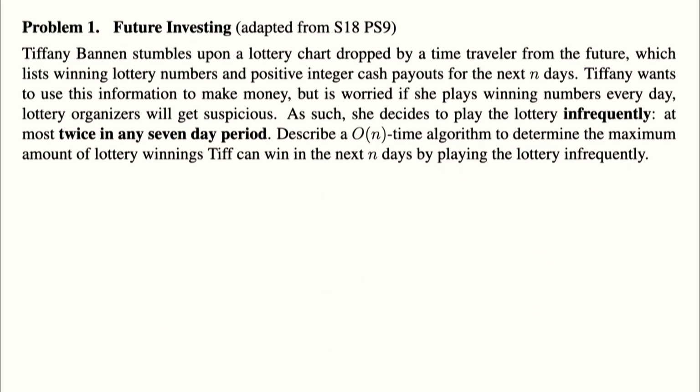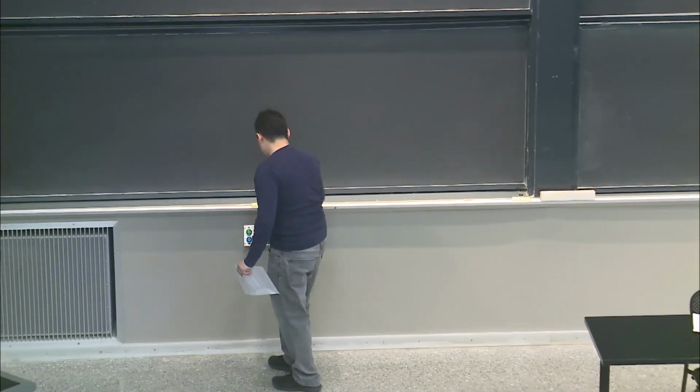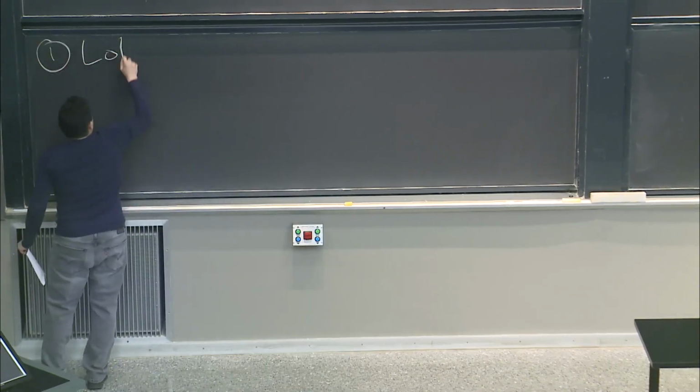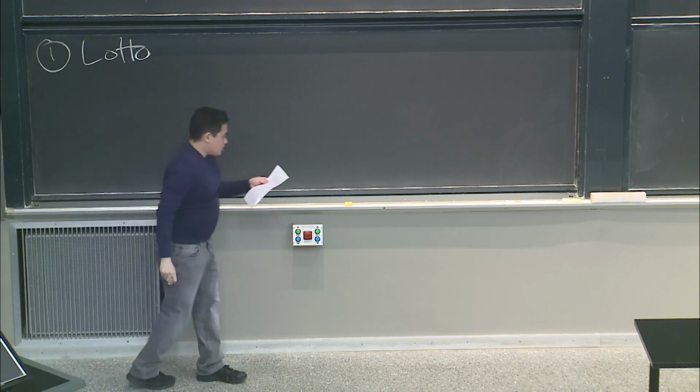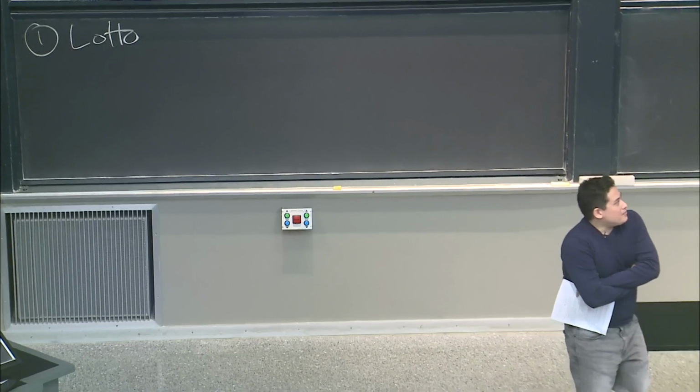Now, this was a particularly difficult type of p-set, or first p-set on dynamic programming problem, but let's try to do it together. So this is problem 1. I'm going to just call it Lotto. Okay, so how can we deal with subproblems here?